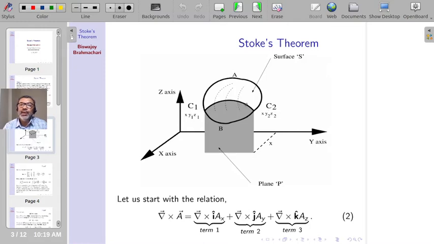We will integrate first along the C1, C2 curve, and then we will vary the C1, C2 curve from A to B. That is how we will be able to cover the whole surface, because we are interested in the surface integral. So the strategy is: we will integrate over this curve C1, C2, and then vary the curve from A to B, and that way we will cover the whole surface.